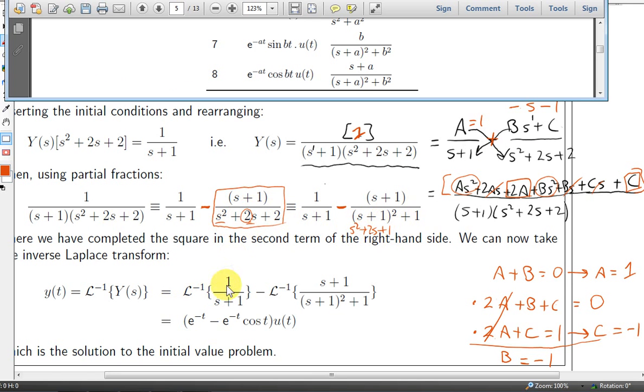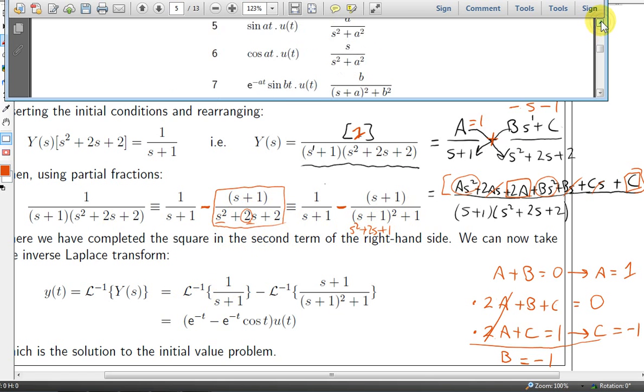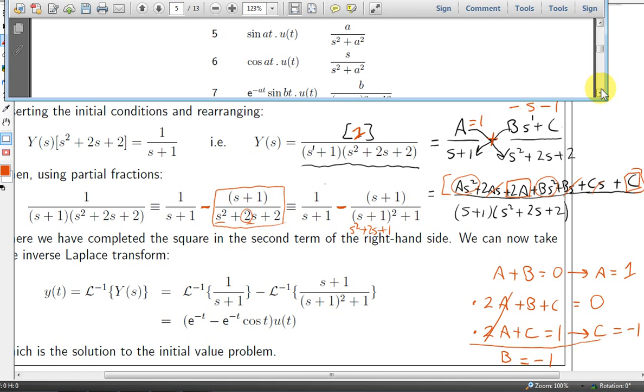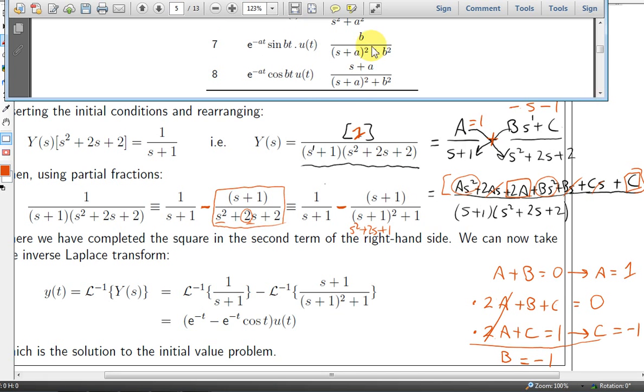Now we can get the inverse transforms. Let's look up the inverse transform of 1 over s plus 1. We've seen that a few times before. It's got the form 1 over s plus a, where a is equal to 1. So we plug 1 in here, we get e to the minus t. That one is straightforward. What about this one here? Well, this one here is actually listed in this table, but if it's not listed, you can use the shift theorem.